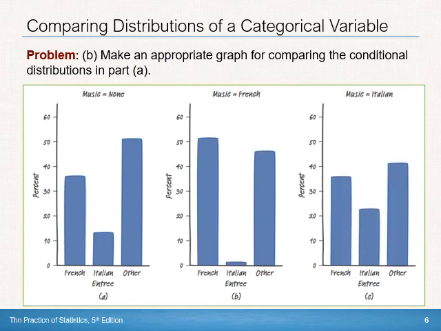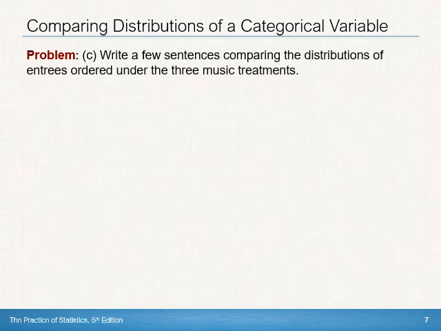Okay, so basically what this chi-squared test is endeavoring to do is to see, are these distributions the same? When no music is playing, when French music is playing, or when Italian music is playing, does it affect these distributions, the percentages of each of the types of entree that is sold on those evenings?